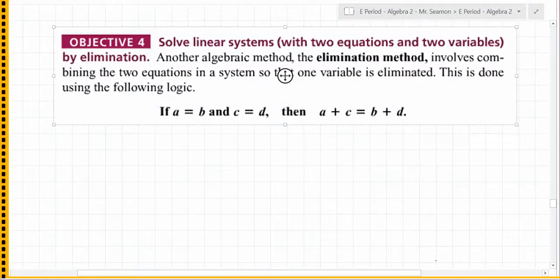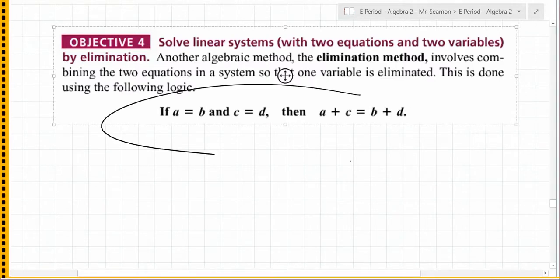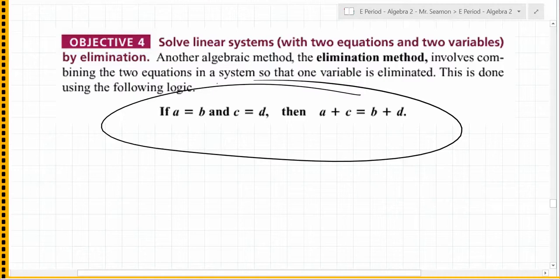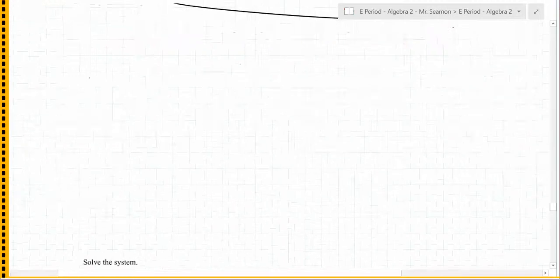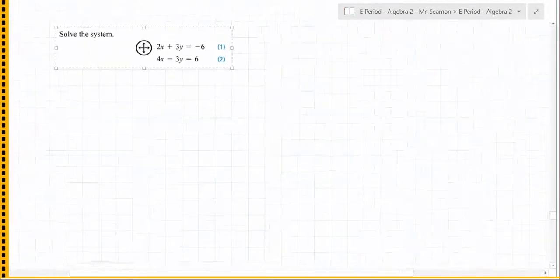Okay. So let's move on a little bit. Here's the basic idea to elimination, Harrison. If A equals B and C equals D, you can add the equations together. So if A equals B and C equals D, A plus C is equal to B plus D. If you have two statements like that, it's really nice. Why? It's nice because you might get a system like this.